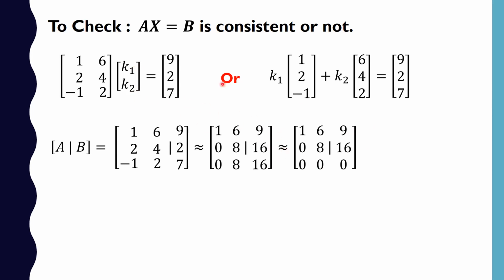So, the system Ax equal to B is consistent with a single solution, or I can say a unique solution. What is that solution? Use back substitution. We will end up with K2 as 2 and K1 as minus 3. So 2 times of K2, that is 2 times of V, minus 3 times of U, 2 minus 1 produces the expected vector 9, 2, 7 in R3.